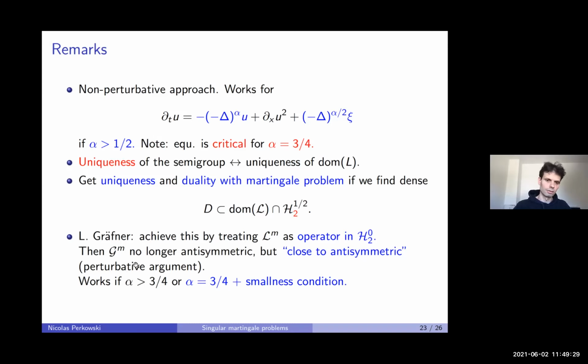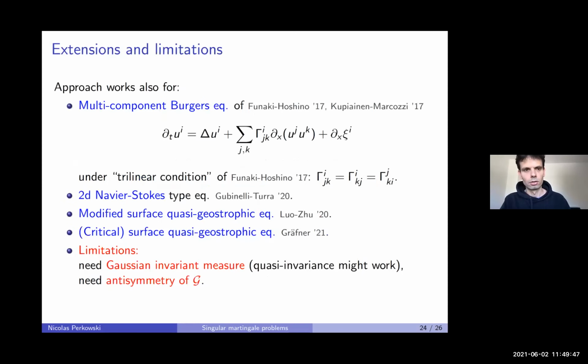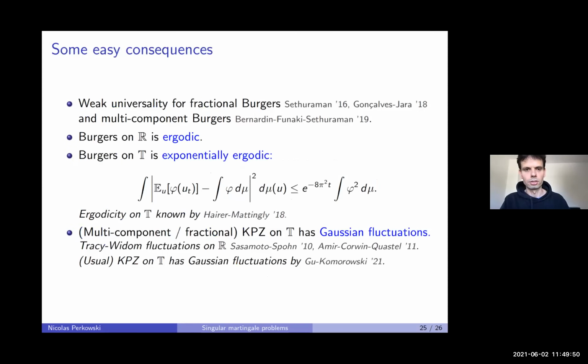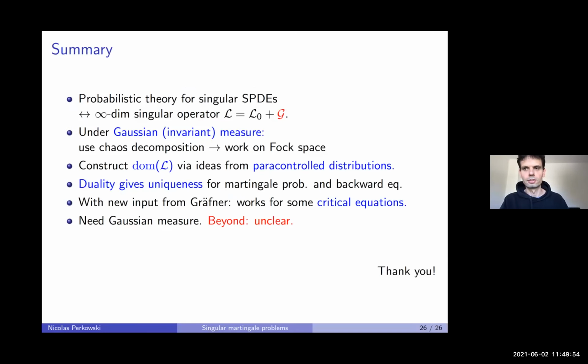And this works if alpha is bigger than 3/4, so this is subcritical, or if alpha is equal to 3/4 and we have a smallness condition. Smallness condition means you have to put an epsilon in front of the nonlinearity. Then you still get weak existence and uniqueness of solutions and so on. Okay, it works for some other equations and you can do some other things with it. But maybe with this, I just stop. Thanks.